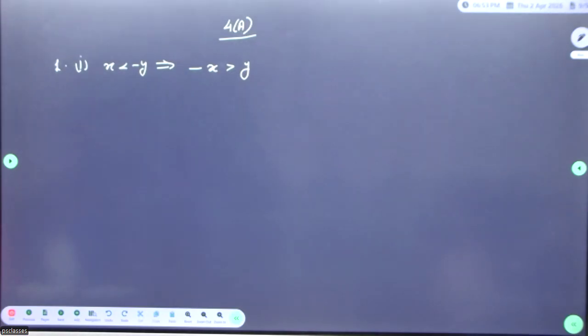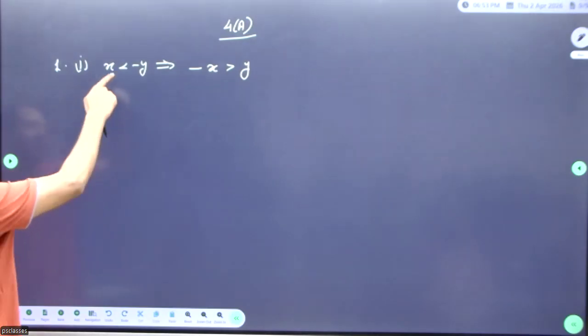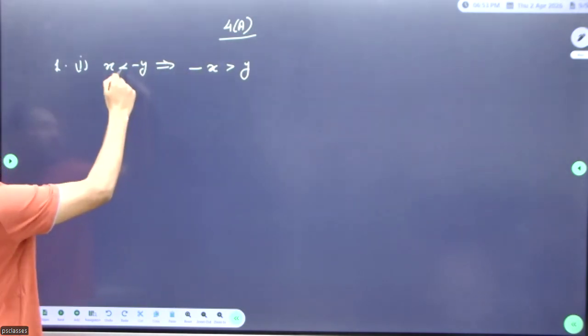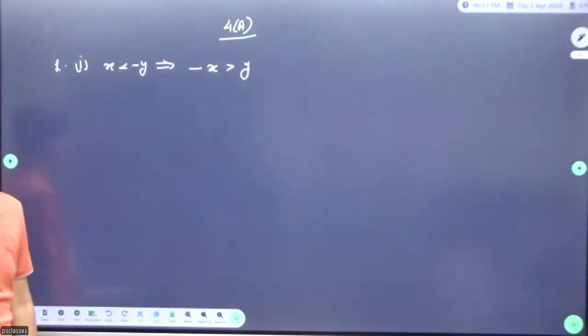What did we do in this? We have multiplied this inequality by -1. And whenever we multiply with a negative number, the sign of inequality changes. So the sign of inequality changes from less than to greater than. So this is true only.